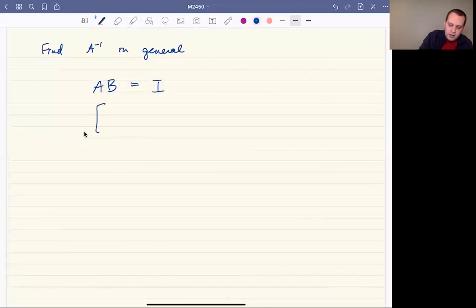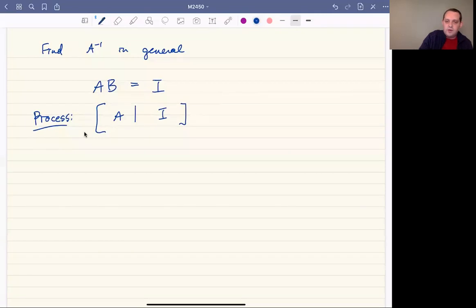You can augment your matrix. So here's the process. You can augment the matrix A with the identity of the appropriate size. Here, by the way, I'm assuming A is square, just so that that's clear. We're only talking about inverses for square matrices. You can't talk about inverses in general for non-square matrices. And by square, I mean the number of rows and the number of columns will be equal.